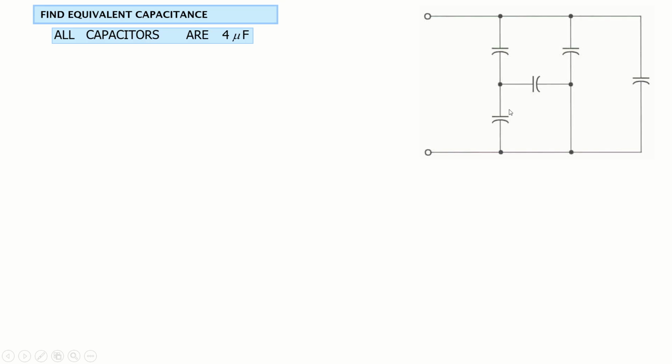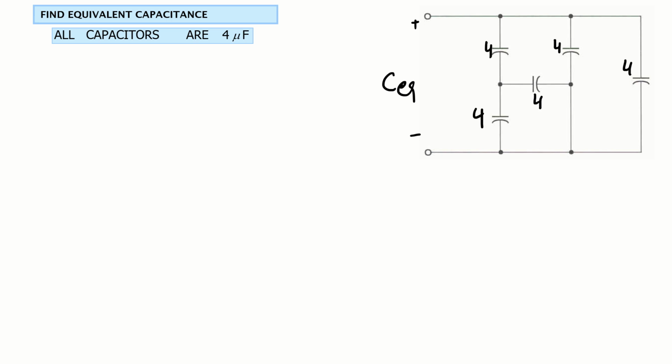Welcome back. Let's have a look at another example of finding the equivalent capacitance of a relatively complex circuit. This is a capacitive network and all capacitors are 4 microfarad, and we need to find the equivalent capacitance, basically the capacitance between these two nodes. All are 4 microfarad, like this is 4, this is 4, 4, 4 and 4.